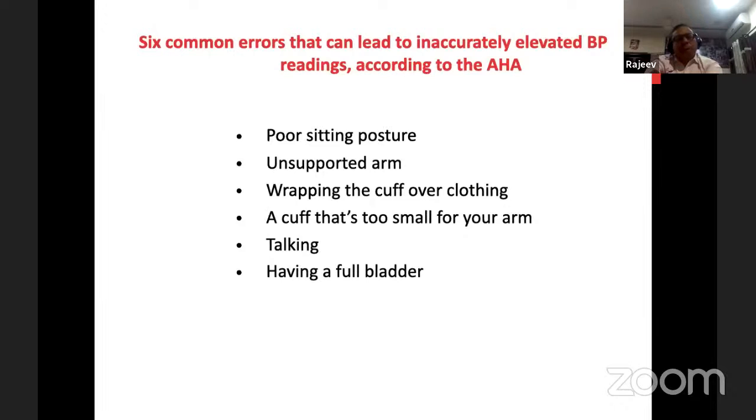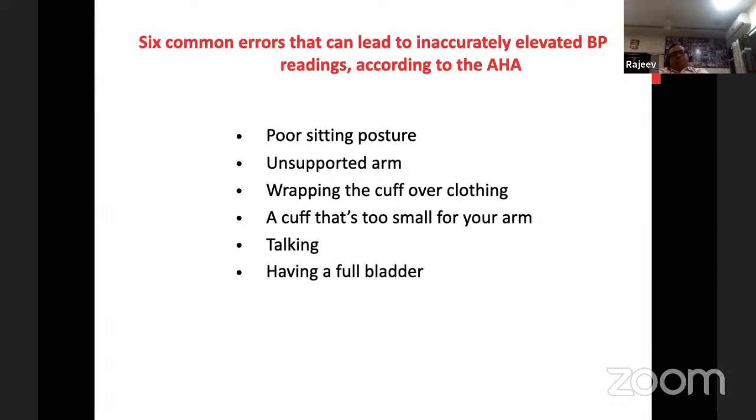Wrapping the cuff over clothing. A cuff that's too small for your arm. Talking while taking the blood pressure should be avoided, and having a full bladder. Apart from that, no coffee or tea for the preceding 30 minutes. And both feet should be firmly on the ground. They should not sit with crossed legs. That again will give a false reading.